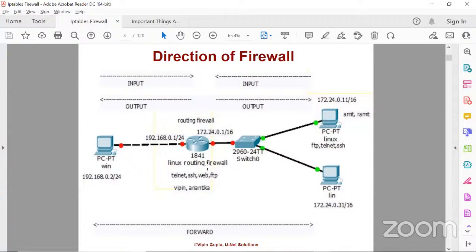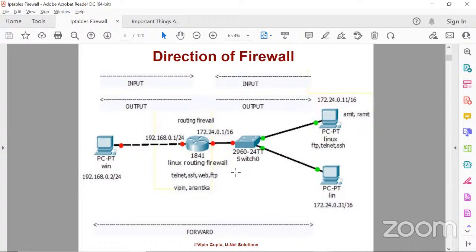In the fourth case, I want that the 172.24.0.11 system should not be able to access telnet. In the earlier case, what was happening? We were blocking each and everything. That is not the recommended practice. Normally, you do not want to block access to your websites. So in the fourth case, I want that this system should not be able to access that.